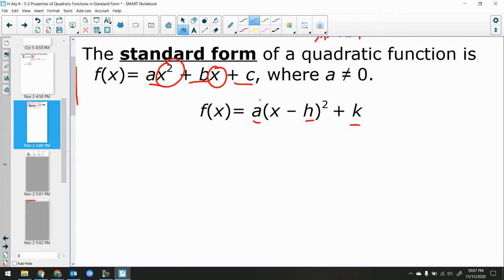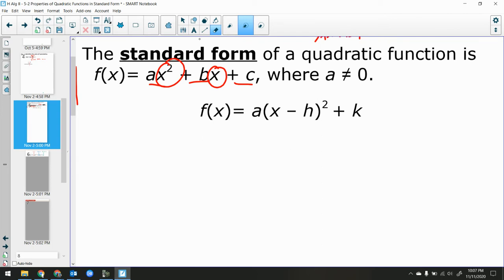Remember that the A is the vertical stretch or compression as well as any reflection across the x-axis. This is the movement left or right, and this is the movement up or down. So obviously those things have meaning. So how did those things relate to A, B, and C? That's what we're going to look at here.